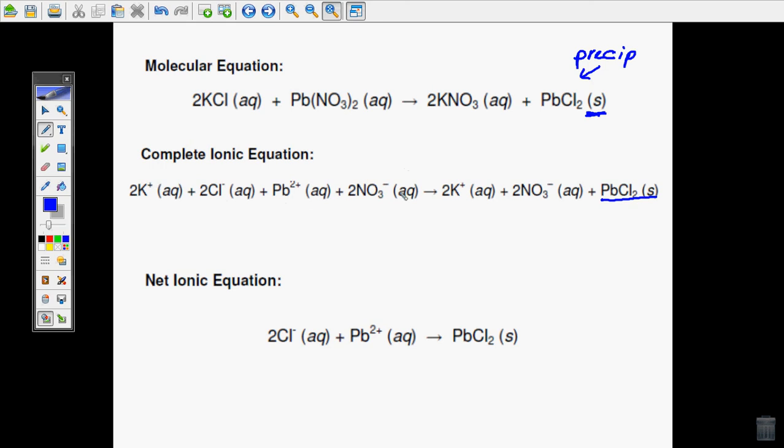So once you've written your complete ionic equation, then you cancel out any spectator ions. Spectator ions are ions that are on both sides of the equation that don't really do anything. They're just kind of there watching, like a spectator. Potassium is on both sides, so that is not really part of the reaction. And nitrate is on both sides, so that's not really part of the reaction. Then you just write what you have left over, and that becomes your net ionic equation.